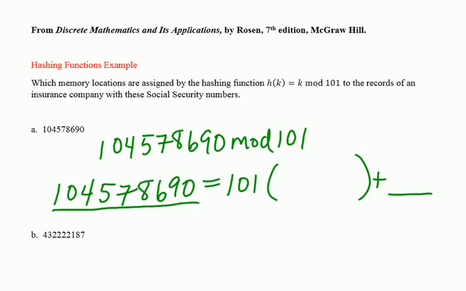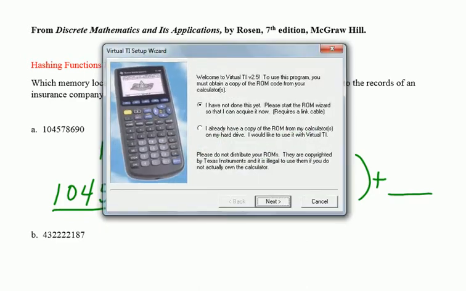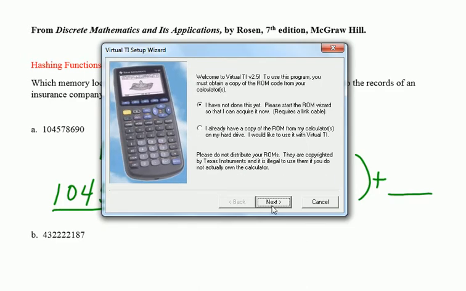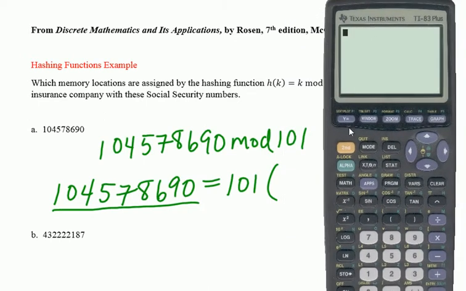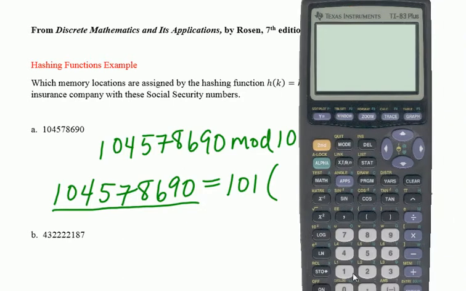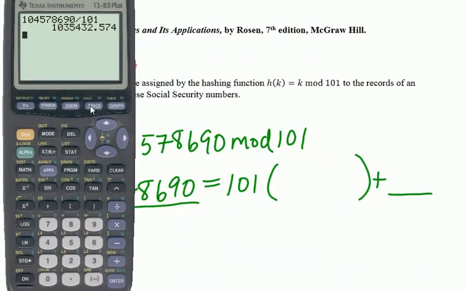Okay, so the easiest way to do this, as I said, is with a calculator. So let me go ahead and, oh, cancel. What's going on? Cancel. There we go. I didn't want that. So what I'm going to do is divide this big ugly number, 104578690, by 101. And I'm left with this mess, right? The way you handle this on the calculator, I'm really interested in the remainder of this division problem. Well, the remainder is given in 0.574.